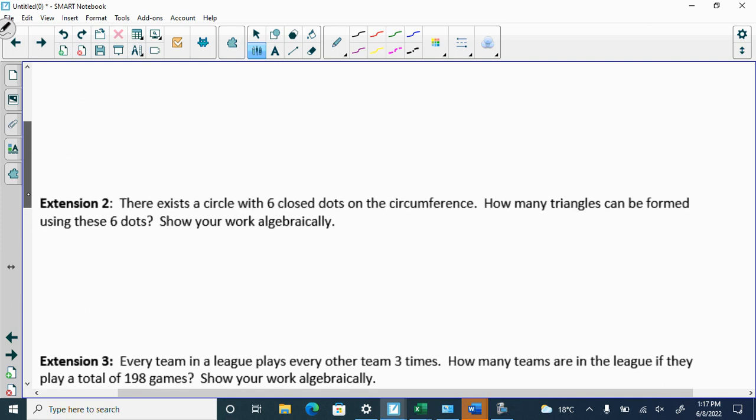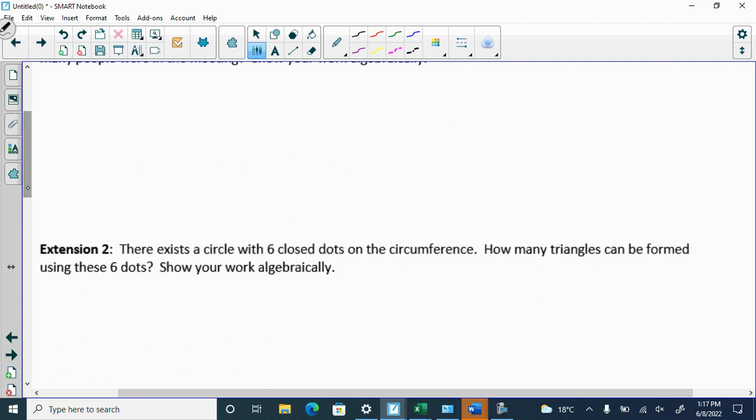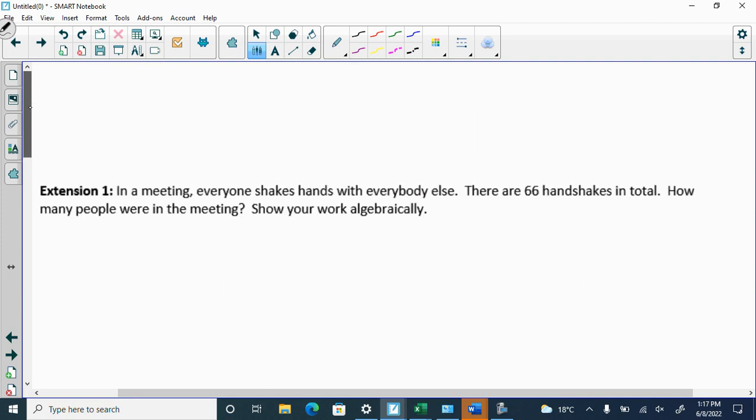An example, I'm just going to do up here. If I gave you a circle, and it has 5 random dots on it.